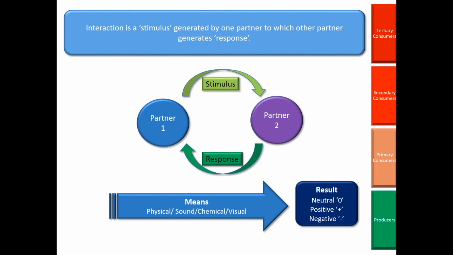The result of interaction can be of three types: neutral, positive, or negative. What does it mean? Neutral means the partner doesn't get benefited. Positive means the partner gets benefited in some way, like predation or mutualism. Or a negative result means the partner doesn't get benefited, instead may lose its life. For example, in predation, the prey dies.